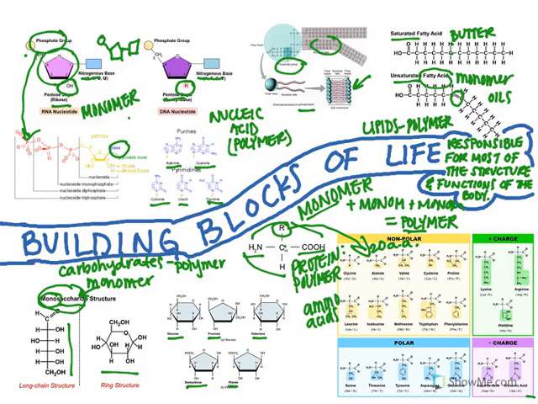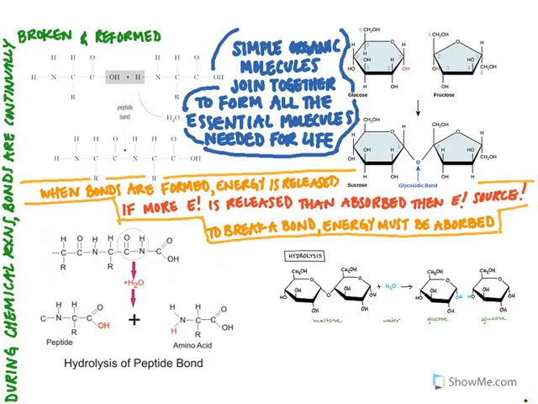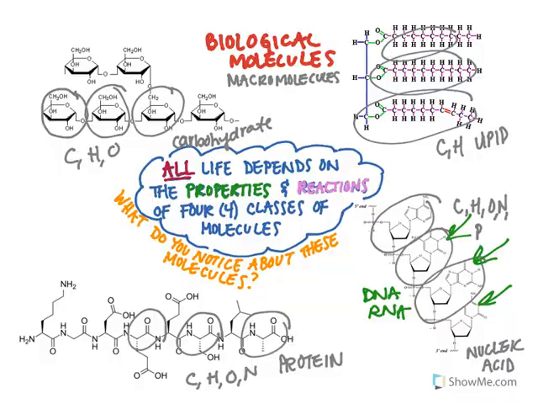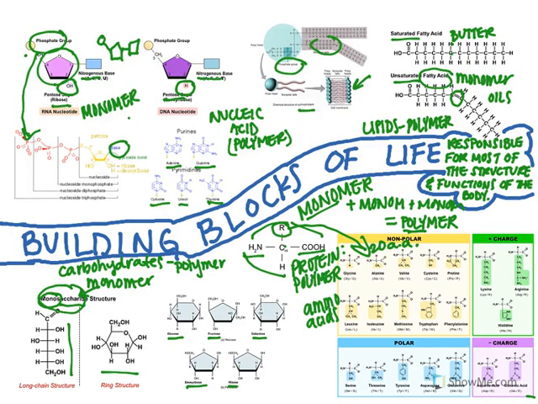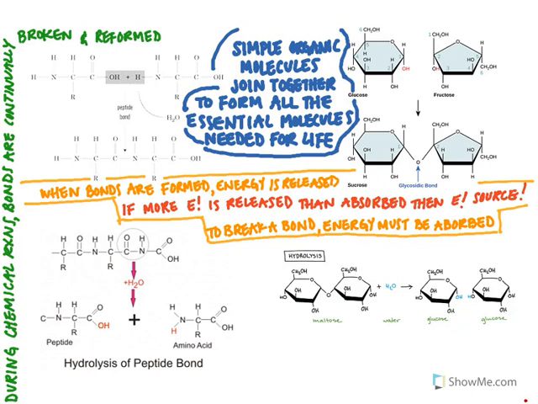All right. So now we know, going back to the big picture, that we have these big biological molecules that do everything for us. All life depends on their properties and reactions. They're made out of building blocks, out of monomers. Monomers are nucleotides, monosaccharides, fatty acids, and amino acids. Simple organic molecules join together to form all the essential molecules needed for life. So we've got to get this bonding going on. This is the important stuff.